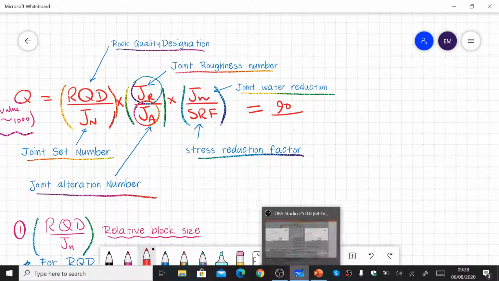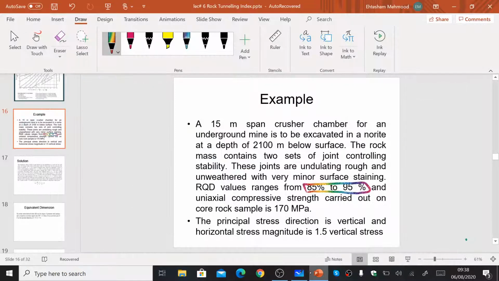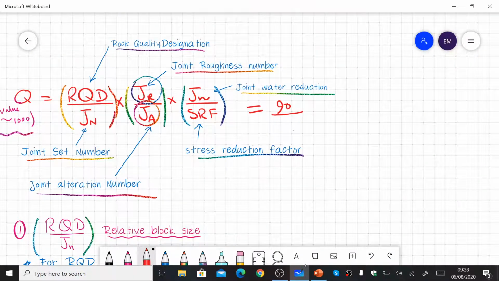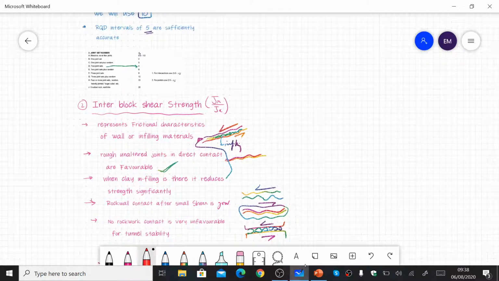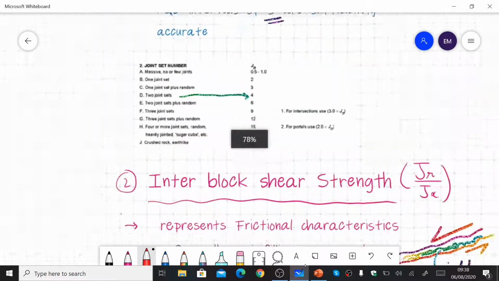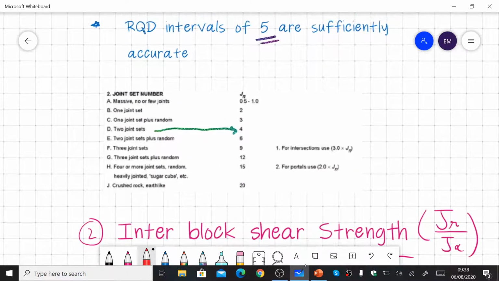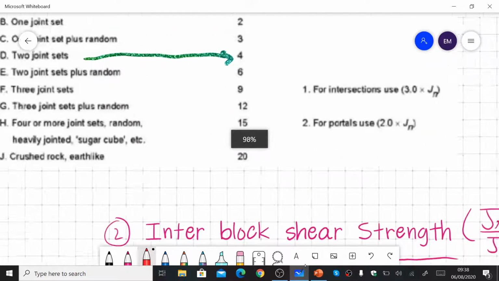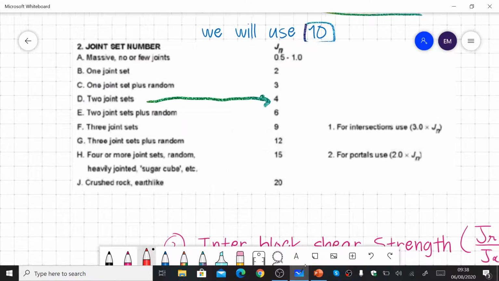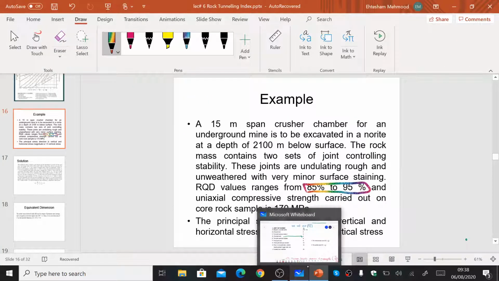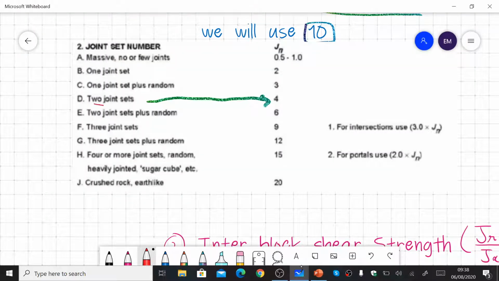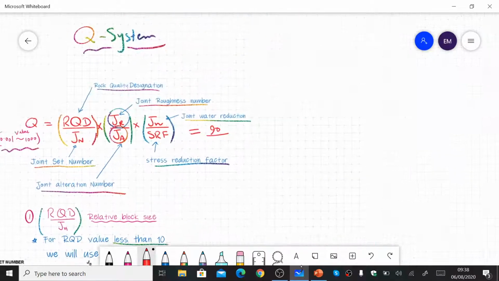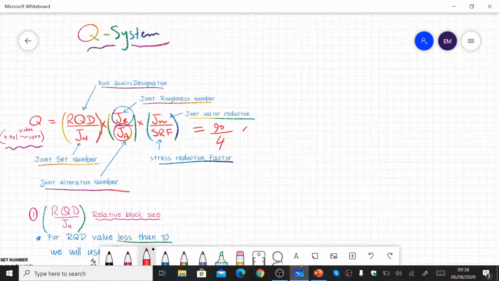So I'll go to that particular table of Jn to see what value should be used. Okay, so this is Jn. To find out the value of Jn, we need to see the number of joint sets. So go back. It says it has 2 sets of joints. So for 2 joint sets, we use a value of 4. So go back to the equation. So this comes to be 4.